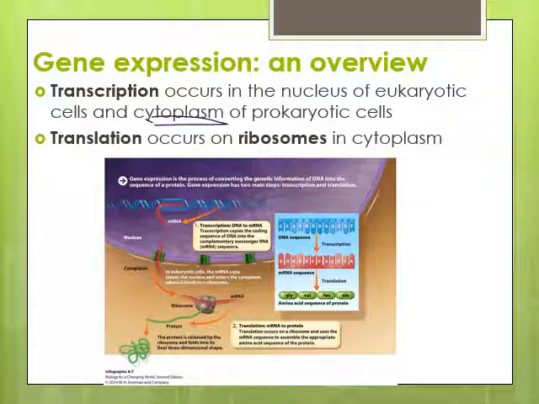Translation, on the other hand, is in the cytoplasm no matter what. Eukaryotic or prokaryotic cell, it's occurring on ribosomes that are in the cytoplasm. Okay, and again, remember when we first talked about ribosomes, they're our location of protein synthesis. It's all kind of coming together now, right? This is where we're making our proteins and actually synthesizing them and sending them out to do their job in the body.